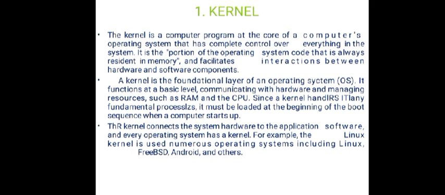Let's start with the kernel, the most essential part of any operating system. Think of the kernel as the brain of the OS. It manages hardware resources like the CPU and memory and controls communication between hardware and software. Every time you open a program, the kernel allocates memory and handles tasks to make sure that programs don't interfere with each other.